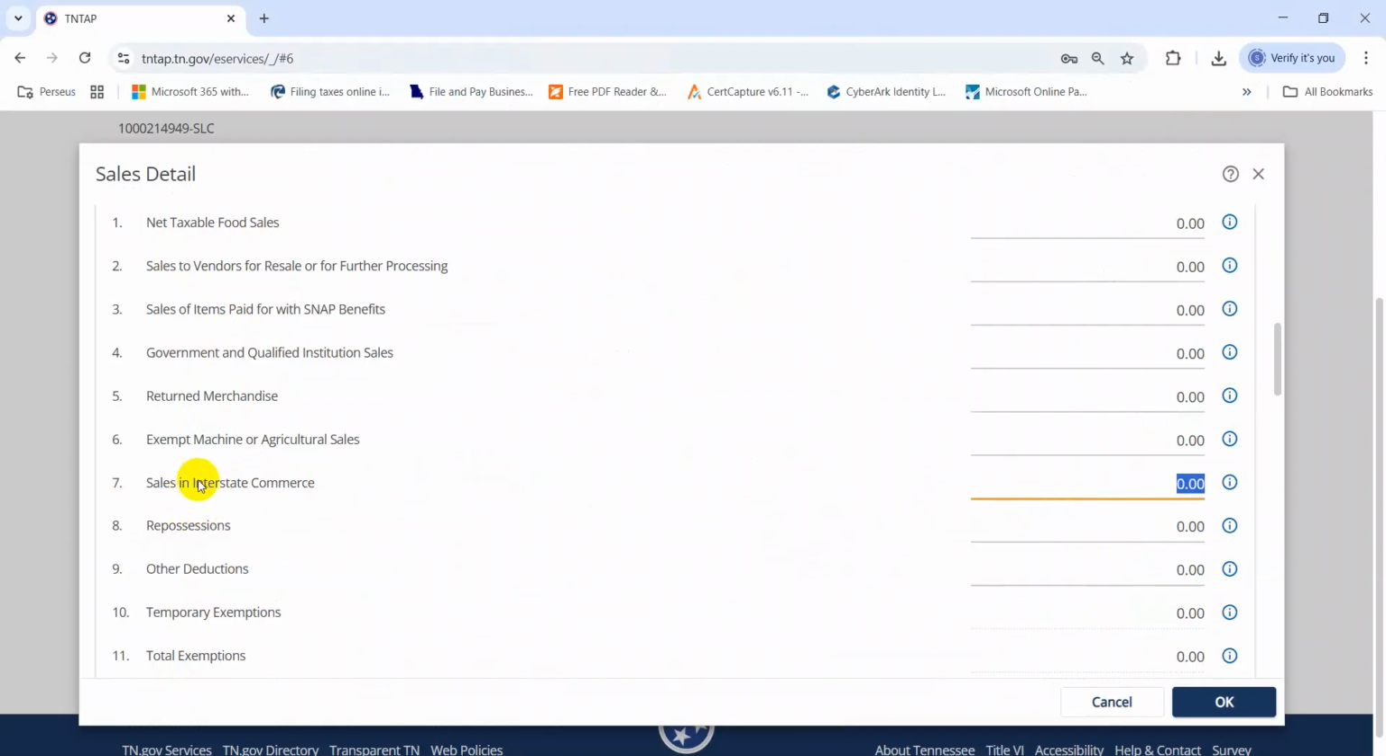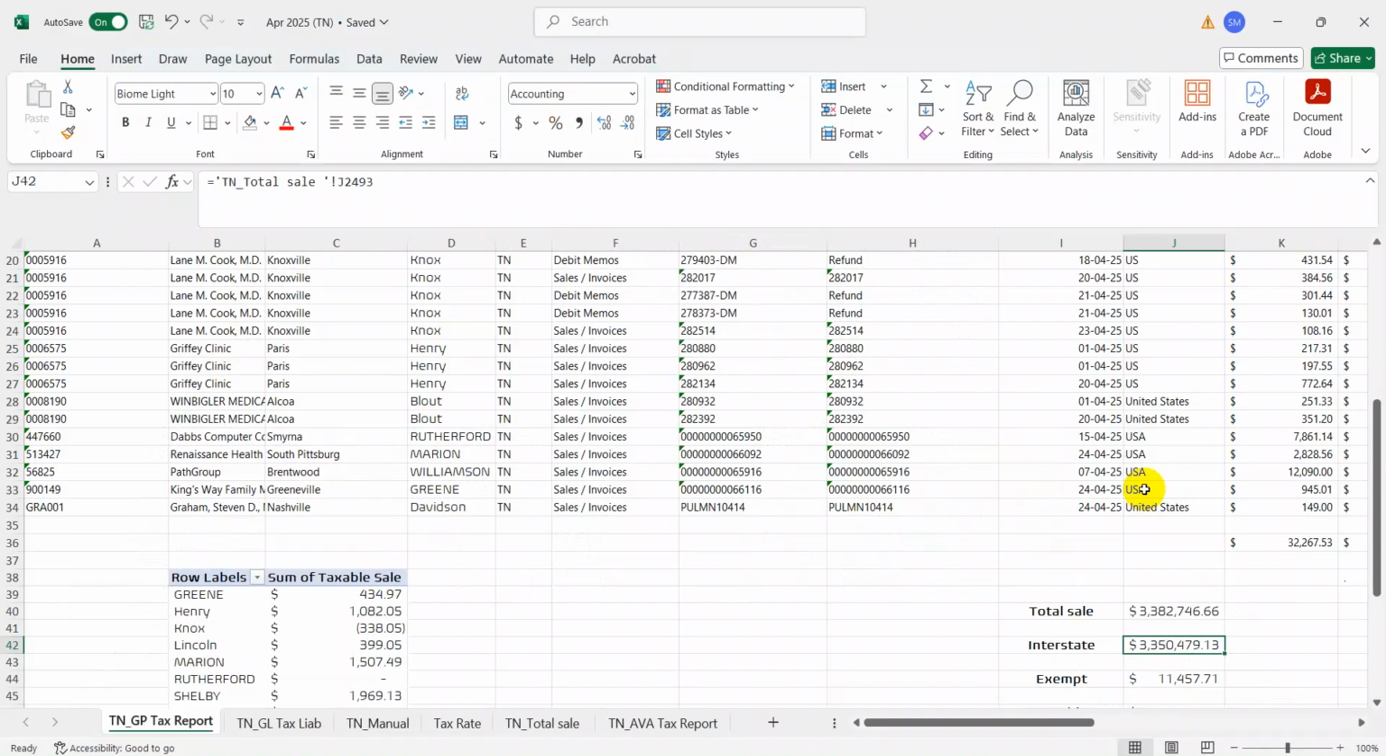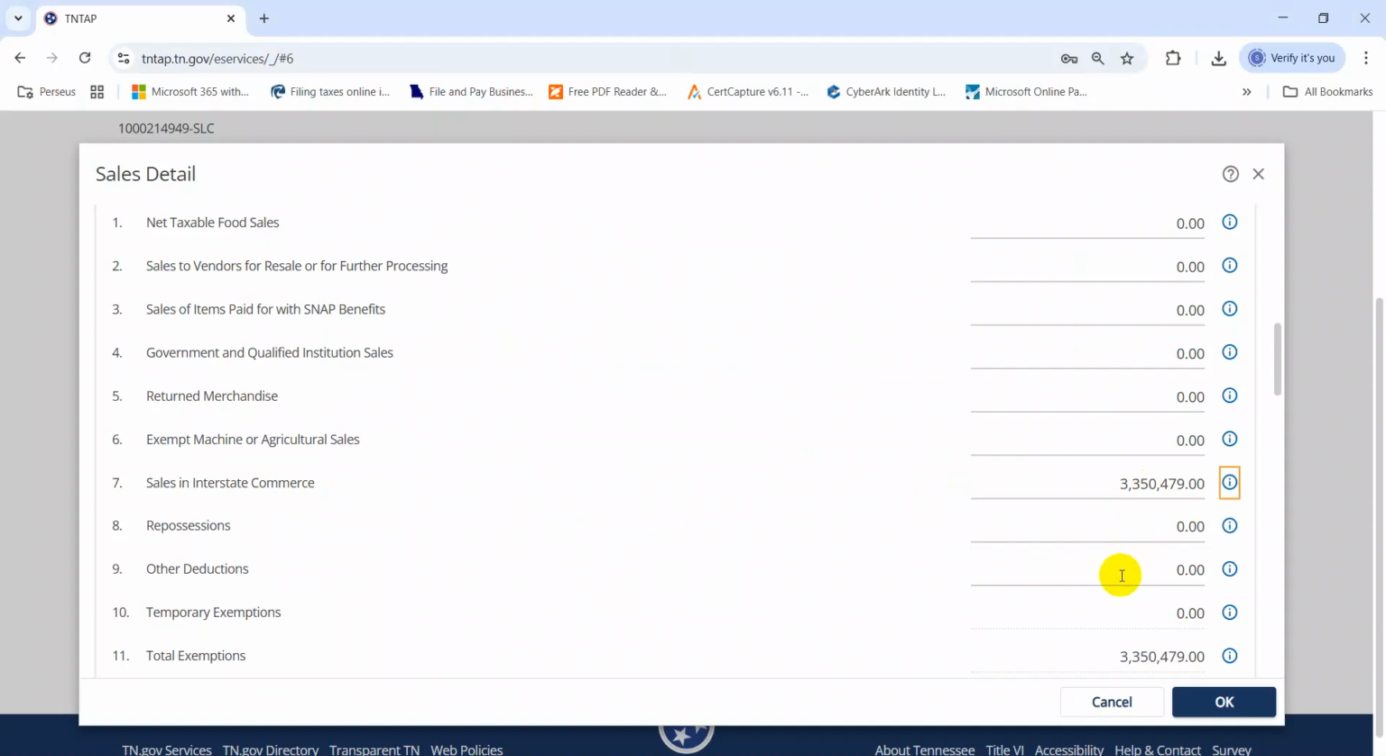What is meant by interstate commerce is those sales which are being made outside of Tennessee state, and it can be taxable and it can be non taxable as well. In the Tennessee state, you don't need to collect the tax on those sales which are being made outside of Tennessee state, but you have to report those sales in your return. And it is, by the way, mandatory and compulsory. If you fail to do that, you might get penalties and interest on the missing information. So I'm gonna input this here, and then I have some other deductions.